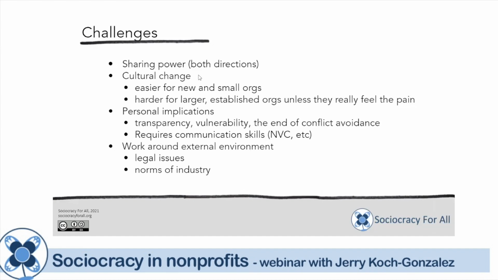Cultural change, sociocracy, every voice mattering, is a cultural change from the traditional hierarchy and power-over structure that we have. It's easier for new and small organizations to adopt sociocracy, much harder for larger and established organizations to transition. Sometimes it's only when they really feel the pain of not functioning well that drives them to go through what it takes to transition.